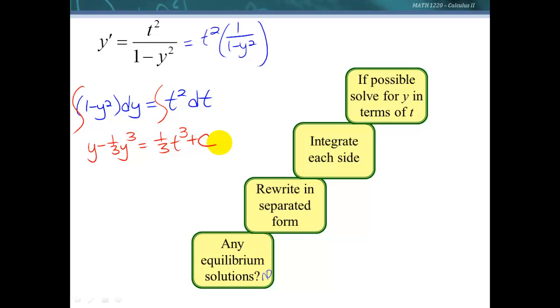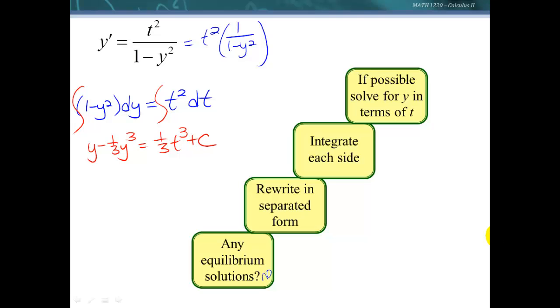And then if possible, we want to solve for y in terms of t, and you can see in this particular case it is not possible because I can't explicitly solve here for y when I have a y to the third in one term and a y in the other term.